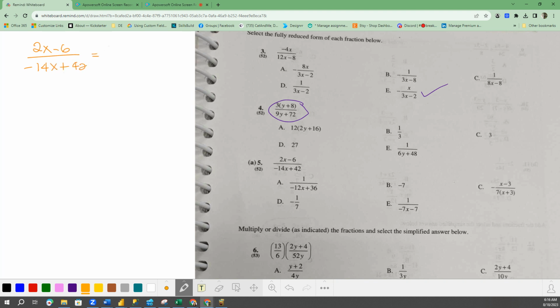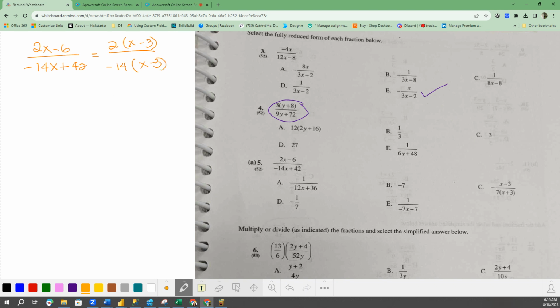Okay, so still one fraction, so that tells you need to factor both numerator and denominator. So the top one is 2 times x minus 3. The bottom one, you have a negative 14x, so that means you have to factor out the negative 14, because 42 can be divided by 14. So now I have negative 14 here, and I would have x plus 42 divided by negative 14, which is negative 3.